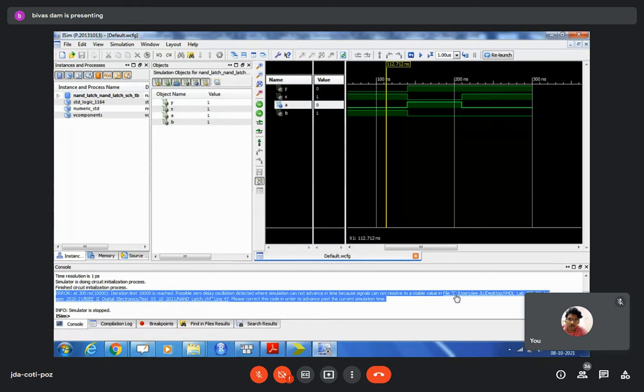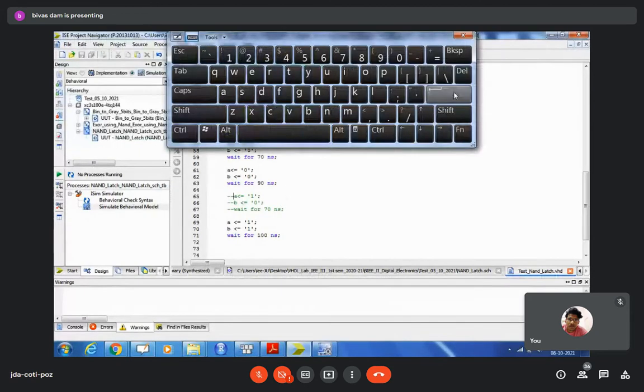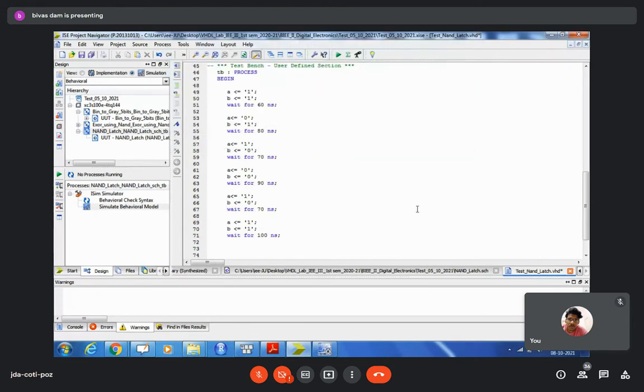That means after 00, you cannot simultaneously bring 1 at the input state. But here, after 00, if I go back to 10, with input A equal to 1 and B equal to 0, and then go for A, B both 1, let us see what happens.